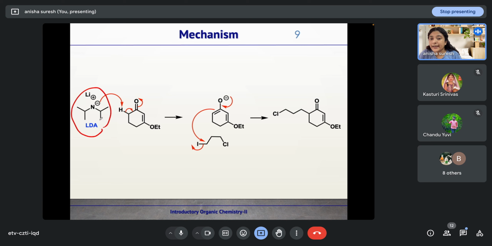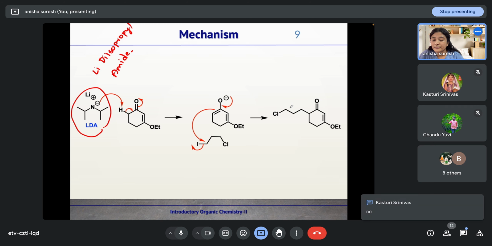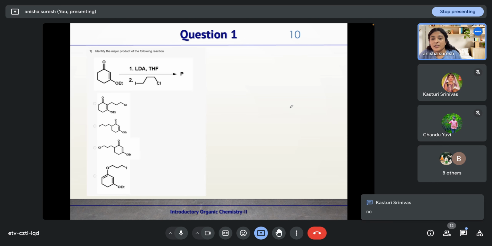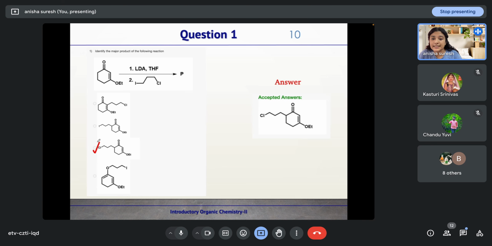So this is the structure of LDA. LDA means lithium diisopropylamide. So this negative charge on the nitrogen will abstract this proton, leading to formation of this enolate. And once this enolate is falling back, this double bond will go and attack at this carbon, and this I minus, which is a better leaving group, will leave, leading to formation of this product. Is the mechanism clear? Any doubts? Okay. So here, this is the major product that is forming.